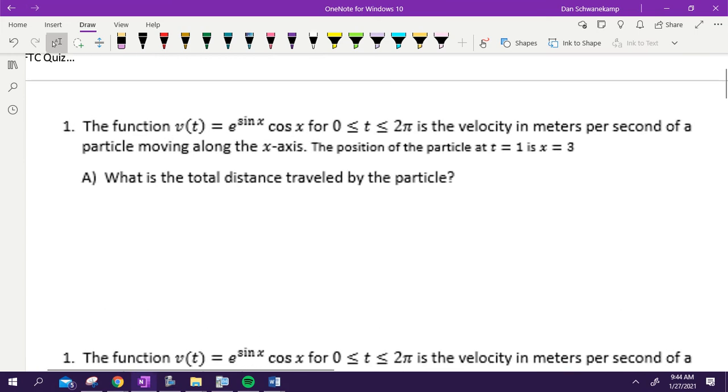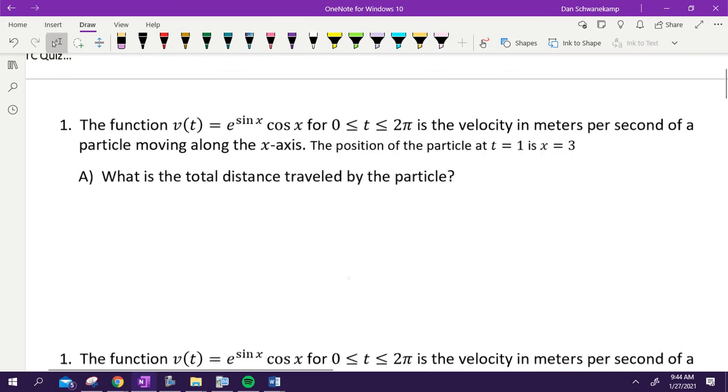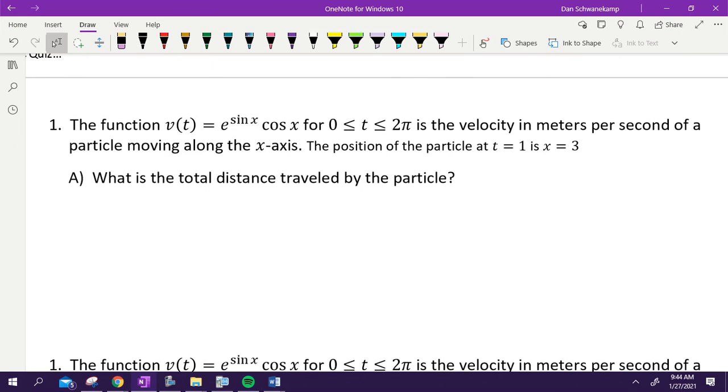Here's all you're doing on this first one. Just show me setup. Okay, this would be a calculator question. I trust in your ability to do calculator. Make sure you can do all this on your calculator. But for number 1, show me your setup. The function v of t is given in meters per second. The position of the particle at t equals 1 is 3. Find the total distance traveled by the particle. Write on your board, hold it up.